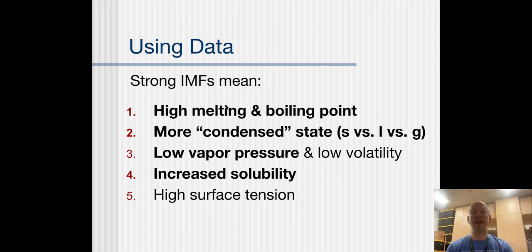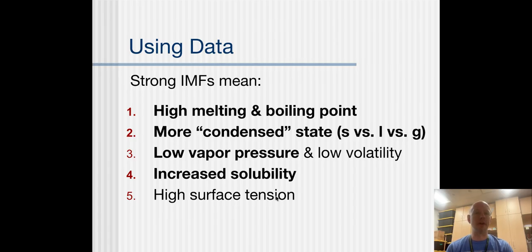When we have strong IMFs, that means we have a high melting point and a high boiling point. That means we have things that are very strongly stuck together, like a solid compared to a liquid or a gas. We have a low, and this one's important to remember because it's the opposite, a low vapor pressure, because very little of our substance is able to turn into a gas.